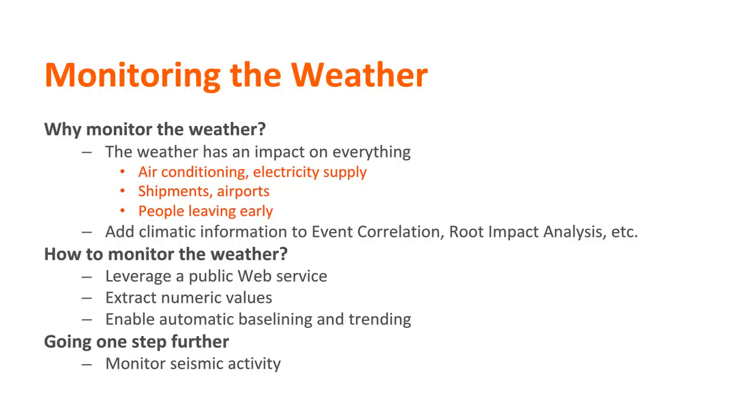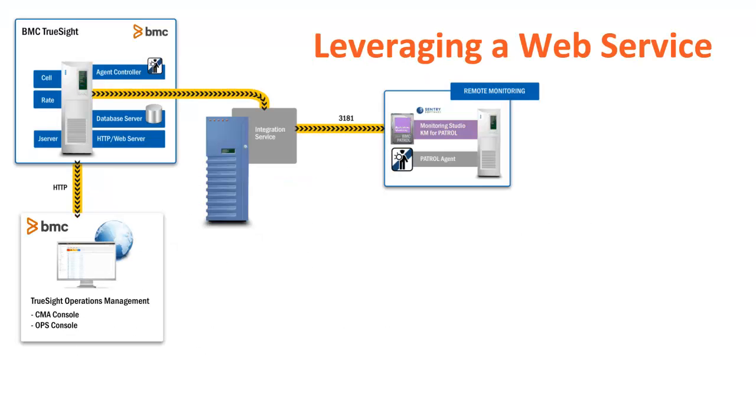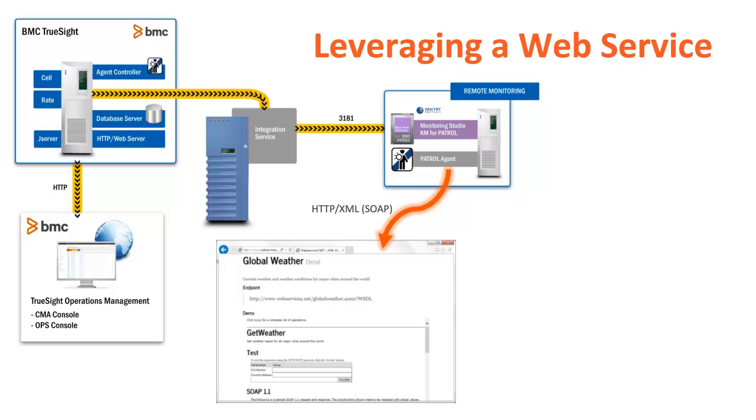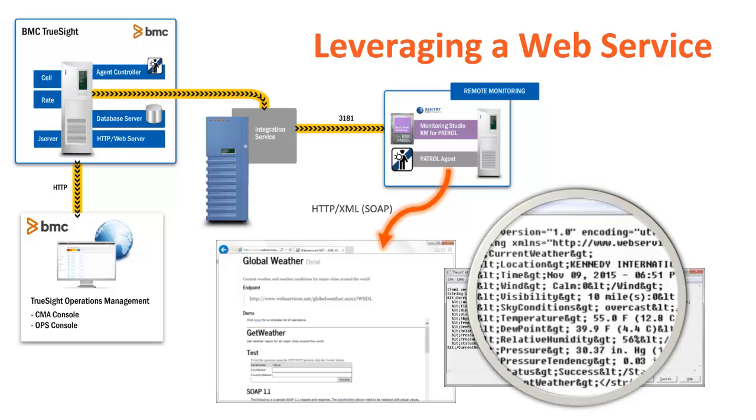You may think this is a crazy idea, but monitoring the weather is important since it has an impact on everything: air conditioning, electricity supply, time duration, etc. So how do we do that? The procedure is quite simple. We just have to leverage a public web service, in our example, global weather, and extract the temperature values and other relevant metrics.